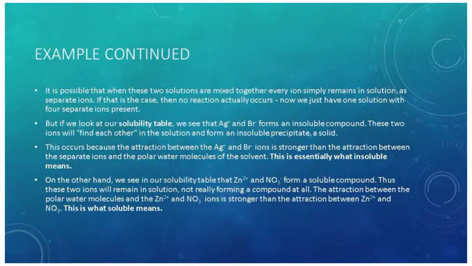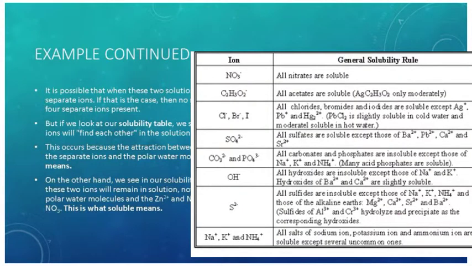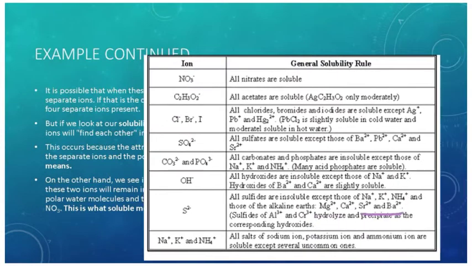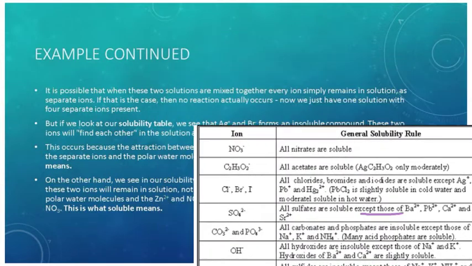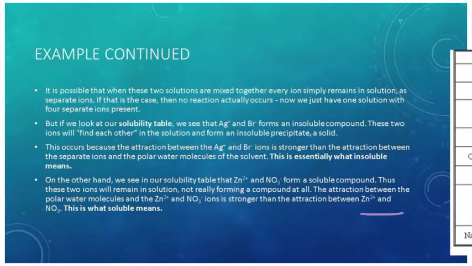Okay, so we'll just look at our solubility table. We are looking at silver and bromine. So if we're looking here, here's our bromine. All chlorides and bromides are soluble with the exception of silver. So that tells us that the two of them will find each other and be pulled out of solution, to the side.